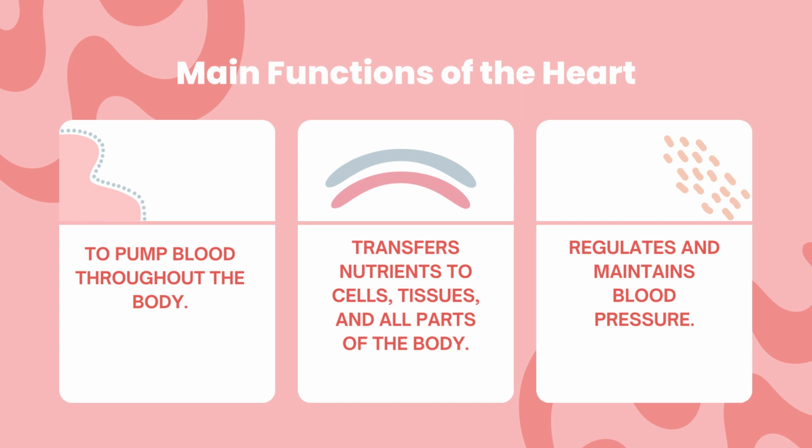Now we're going to talk about the main functions of the heart. So why is the heart very important? The heart has three main functions. Its significant role is to pump blood throughout the body, and by pumping blood and allowing for blood to circulate in the body, it enables the transport of nutrients and oxygen rich blood to the cells, the tissues, and all parts of the body. It also helps regulate and maintain our blood pressure.